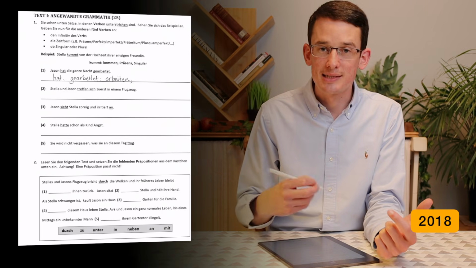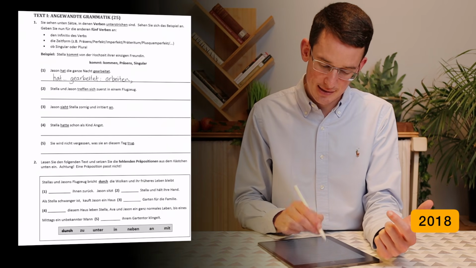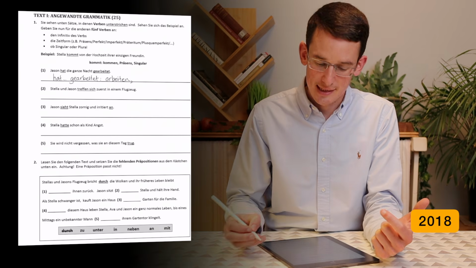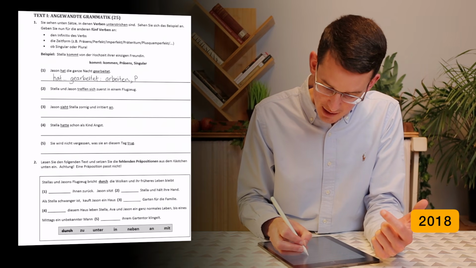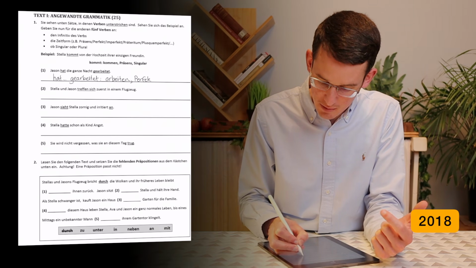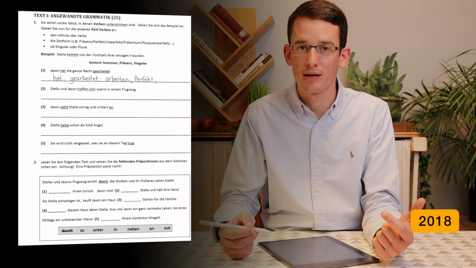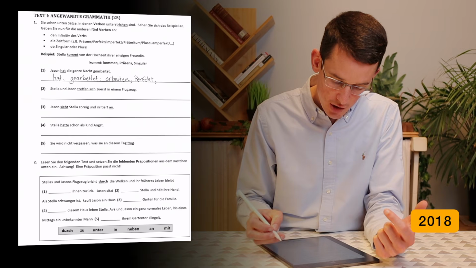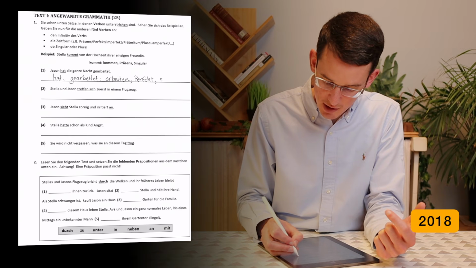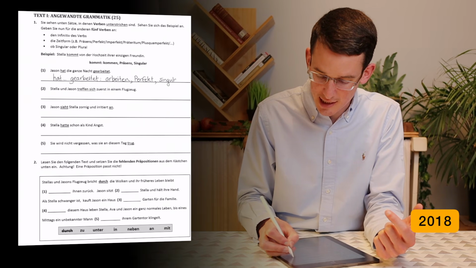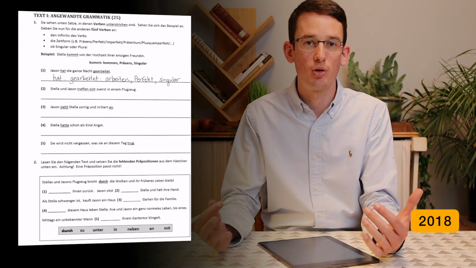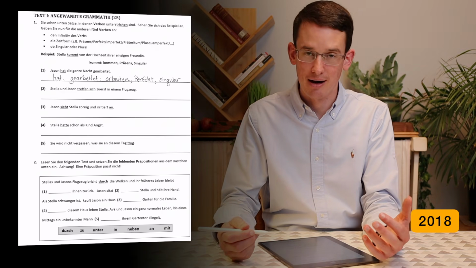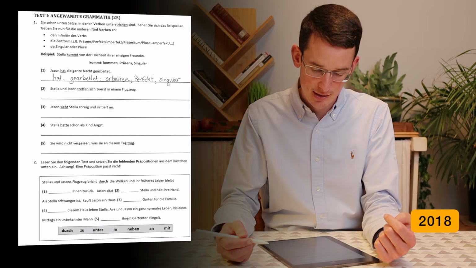Then we're asked to give the Zeit form. And this is where the hat is important. So it's the perfect tense, and that's why you have the haben there, the hat gearbeitet. And finally then, is it singular or plural? We know looking at it, it's just Jason, so we would just say it's singular because it's just he. It's not we or you plural or they, it's just hat die ganze Nacht gearbeitet.